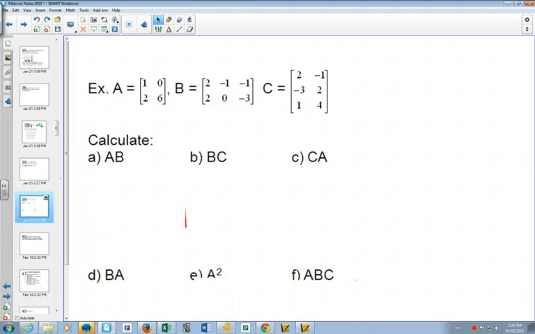All right, so here are some to try, some to work on, and I'll put up the answers in a bit.